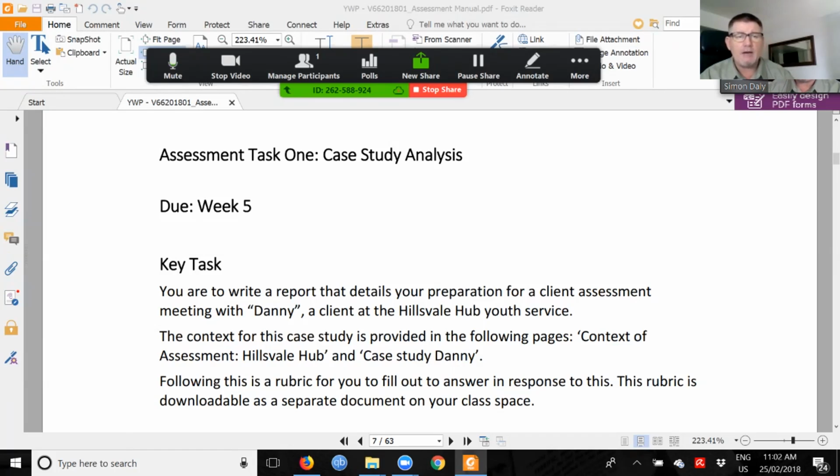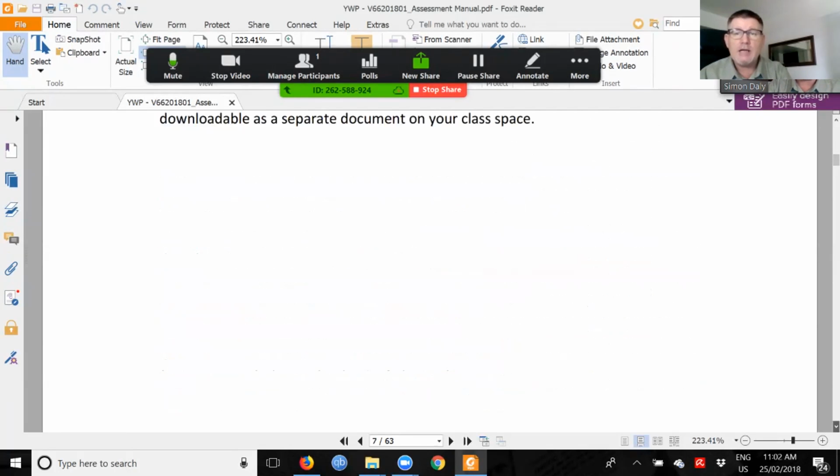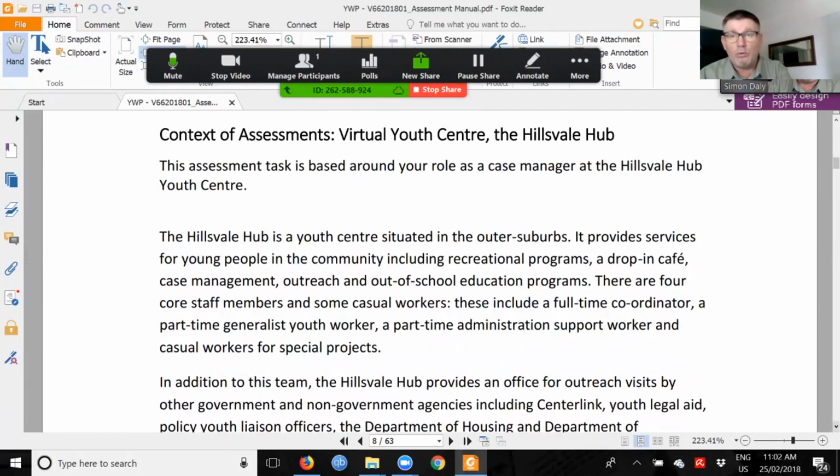The rubric is downloadable as a separate document on your class base, and that rubric is really my marking criteria. So we'll have a look at that at the end, but before that, let's read through the context and then the case study of Danny. So the context is your role, basically.